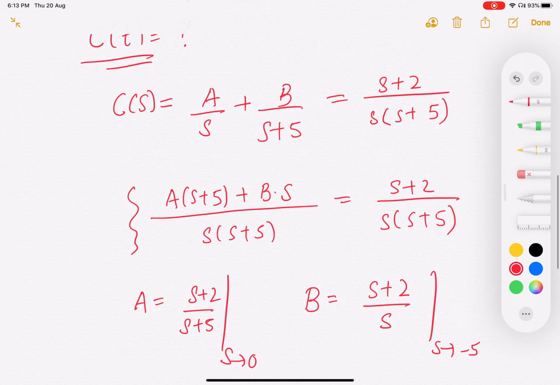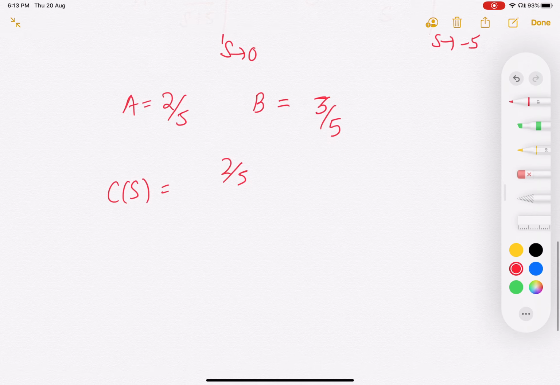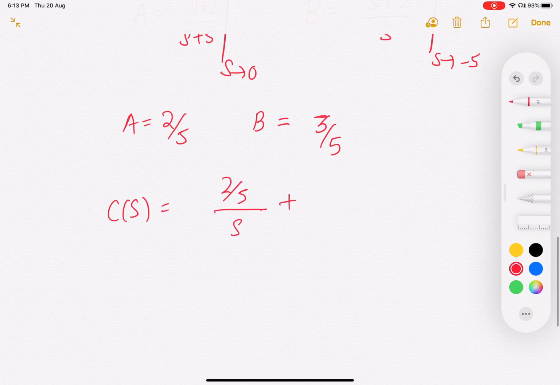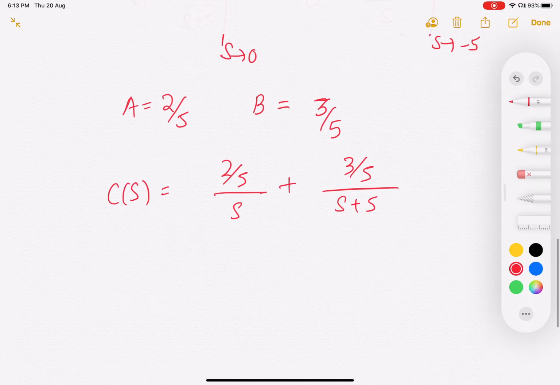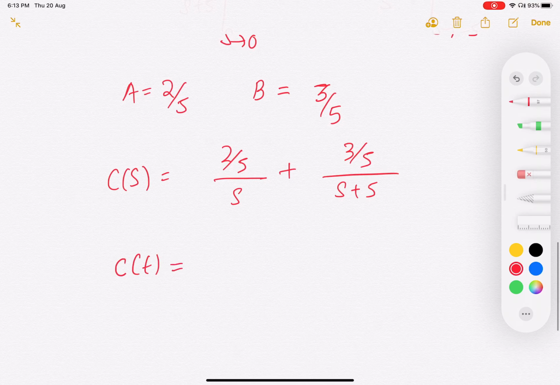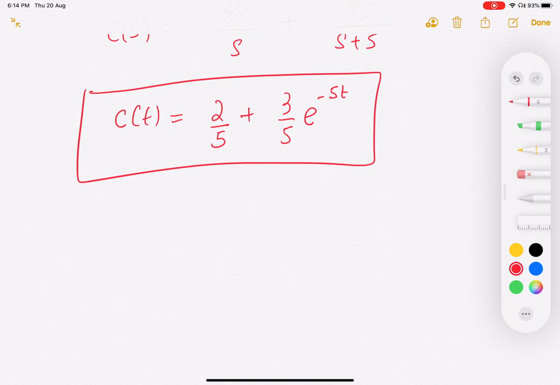So you can write down your CS as 2 by 5 by S plus 3 by 5 by S plus 5, and this one you can take the inverse Laplace transform and write 2 by 5 plus 3 by 5 e to the power minus 5t. So this is the time response of the system in response to the step input. Now you can see that this has two parts, a constant part and a part that is decaying.